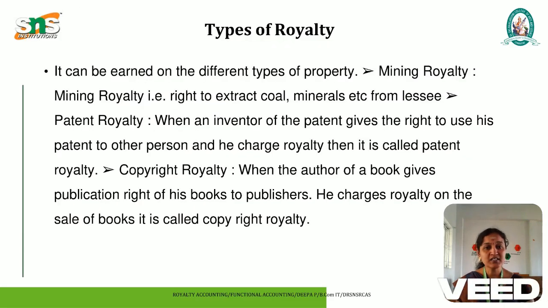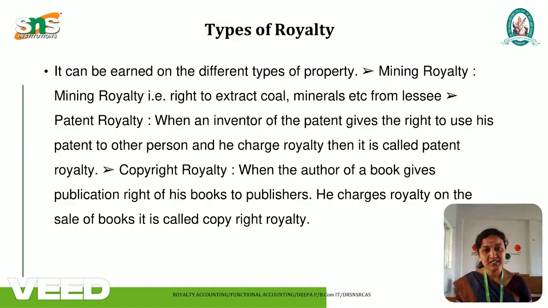Then next one is types of royalty. Here there are a few types of royalty. Mining royalty is a right given to extract coal, minerals, etc. Patent royalty: when the inventor of a patent gives the right to another person to use his patent, it is called patent royalty. The next one is copyright royalty. If the author of a book gives his publication rights to another person, it is called copyright royalty.